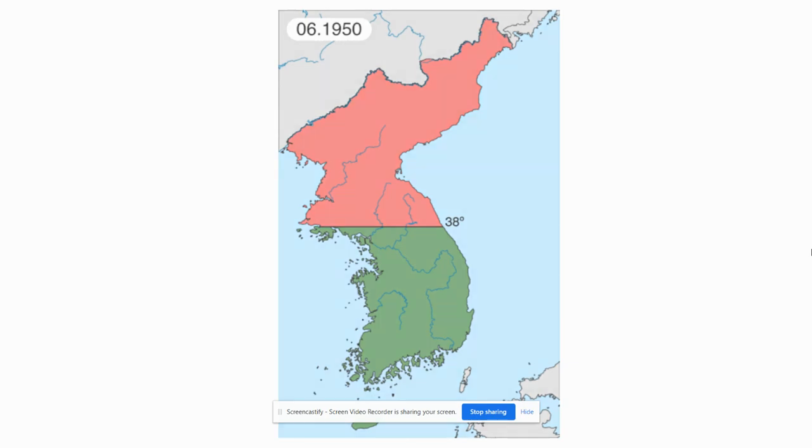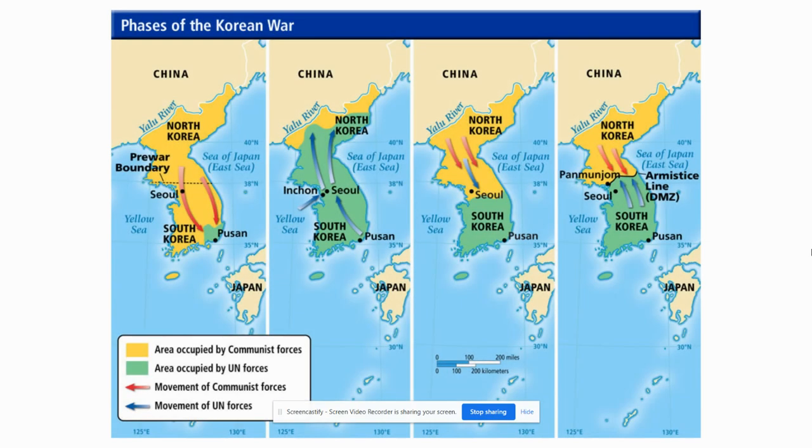And I'm going to flip the map here. Basically, there are a few phases of this war. If you take a look at the map on the far left, in June of 1950, the North Koreans are able to take over a good portion of South Korea, except for this little corner on the far southeast side of the peninsula near the city of Busan, and not very far from Japan, by all means.